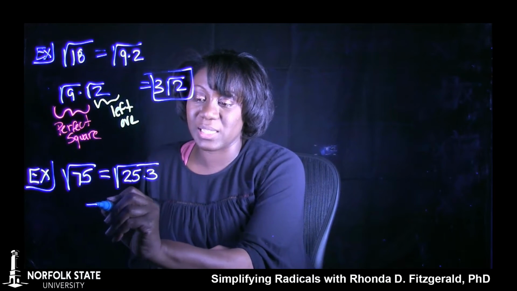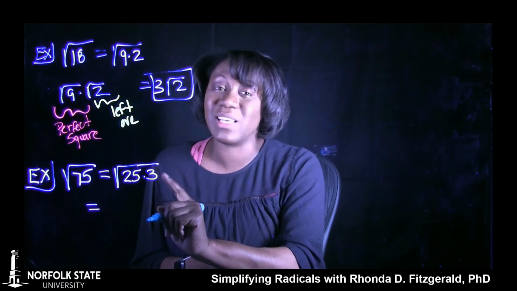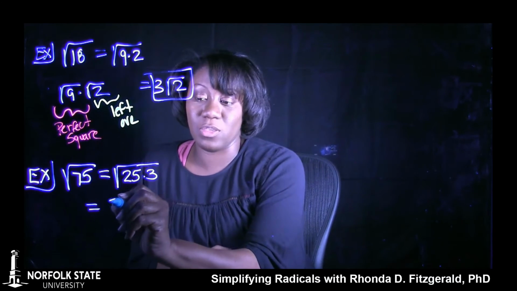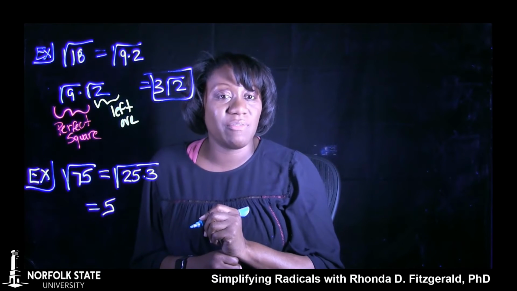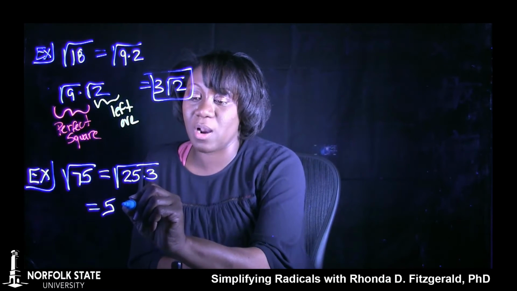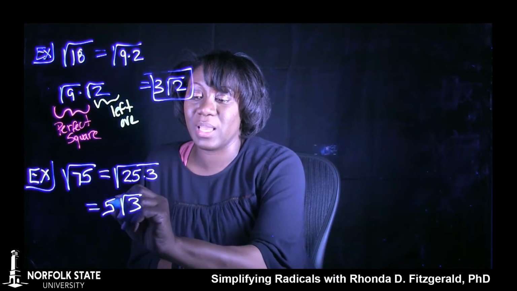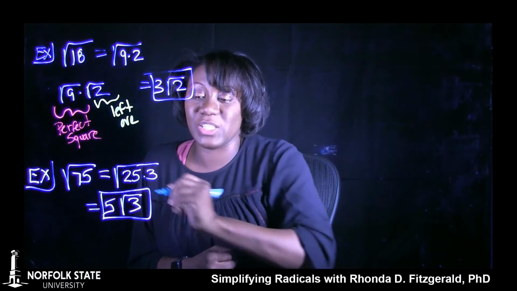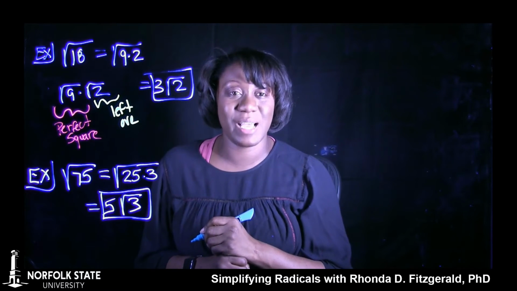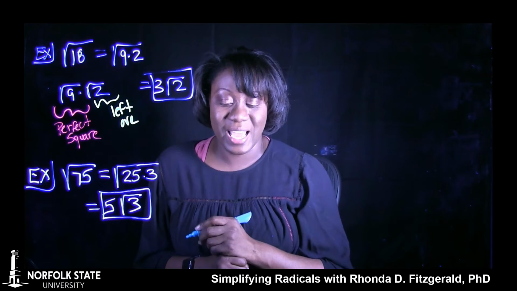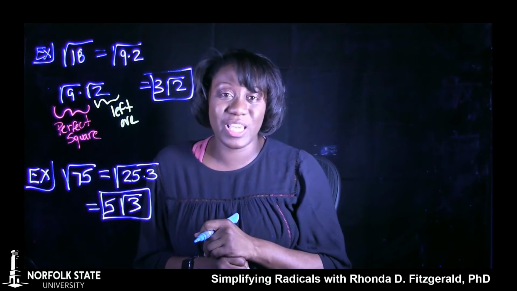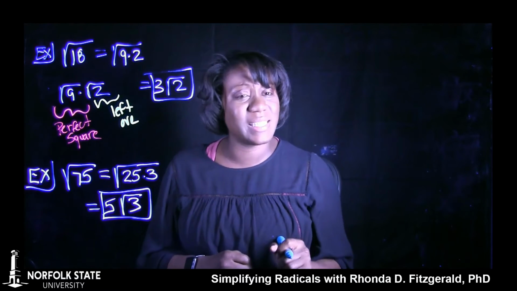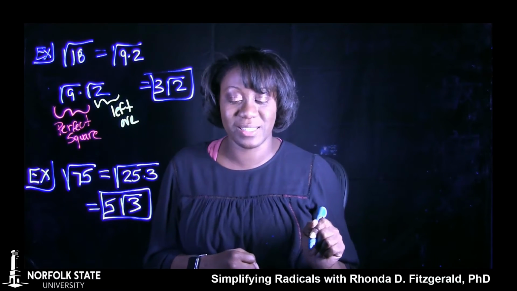So how does this simplify? When I rewrite this, the square root of 25 is simply 5. You got it. And what's the leftover part? The leftover part is the square root of 3. So my final answer is 5 times the square root of 3. Let's look at one with a cube root. Let's see how good you guys are getting with these examples.